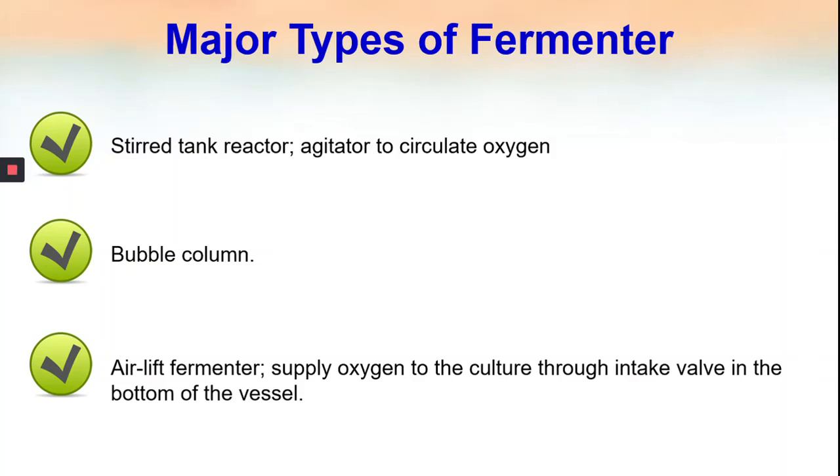Okay, now we are going to continue to major types of fermenter used in industrial fermentation. Basically, there are several types of fermenter that have been used in the industry, but these are some of the common fermenters used in industrial fermentation. The first one is stir tank reactor, or agitator to circulate the oxygen. The second one is bubble column, and the third one is airlift fermenter. Supply oxygen to the culture through intake valve in the bottom of the vessel.